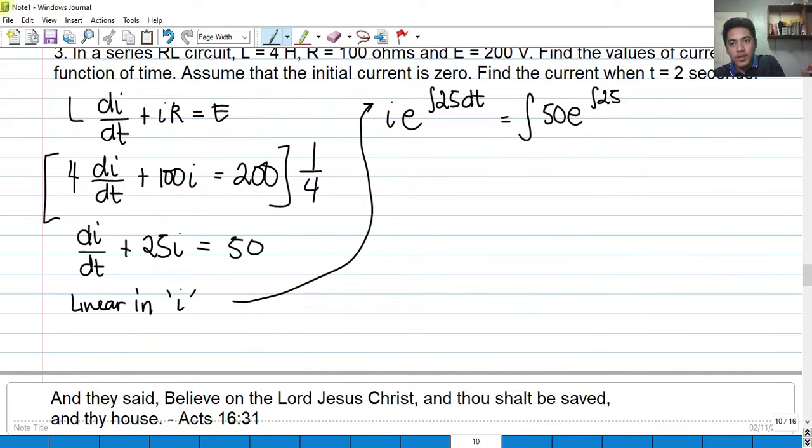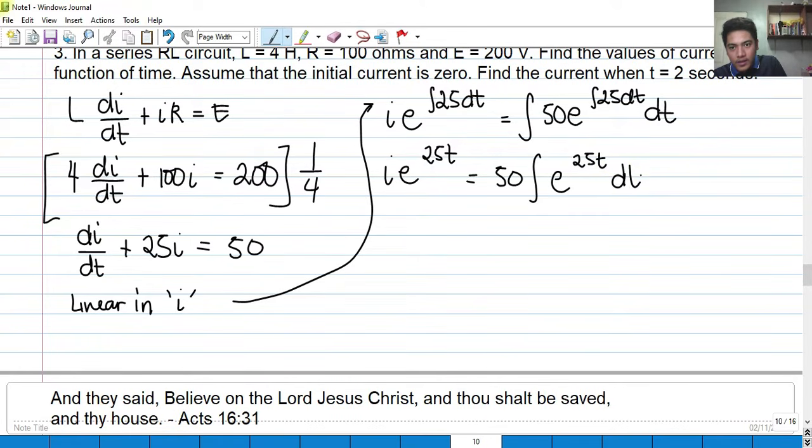So we have 25 dt integrated with an integrand of dv. With respect to t, we have I e raised to 25t, because we can factor out 25. The integral of this is equal to, I can factor out 50, the integral of e raised to 25t dt. All that we are going to do first is integrate this again. So we have e raised to 25t times 50.